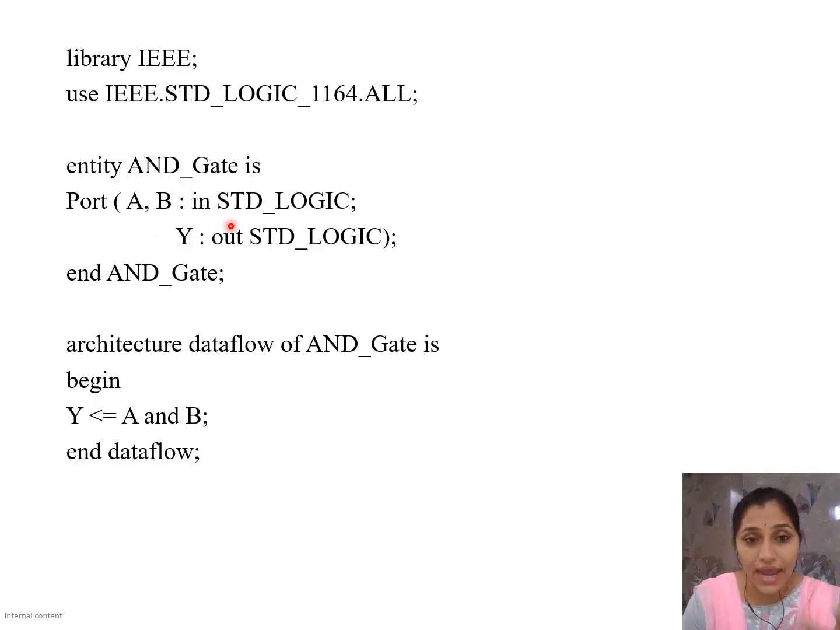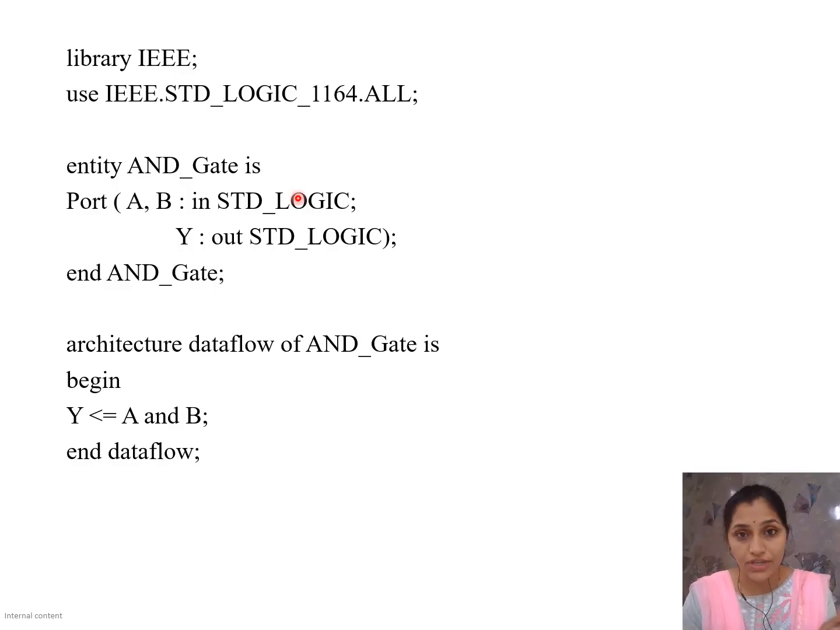So in the entity for the AND gate, there are two inputs A and B, so their direction is in. Then the data type is std_logic. The output is Y, its direction is out, and the data type is std_logic. Now you may not be aware of the data type std_logic. It is just like bit, but bit has only two values, 0 or 1, whereas std_logic has 9 different logical levels, and it is very important to use the data type std_logic.